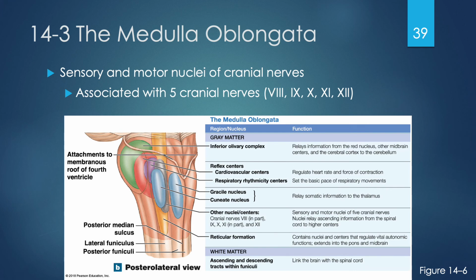We also have just in front of that those 2 blue oblong areas, and that's the gracile nucleus and the cuneate nucleus. And these are going to take somatic information to the thalamus for processing. And lastly, we have the reticular formation, which is that long yellow structure. And the reticular formation is going to have nuclei and centers that are going to allow for regulation of our autonomic functions, and this extends into the pons and into the midbrain.